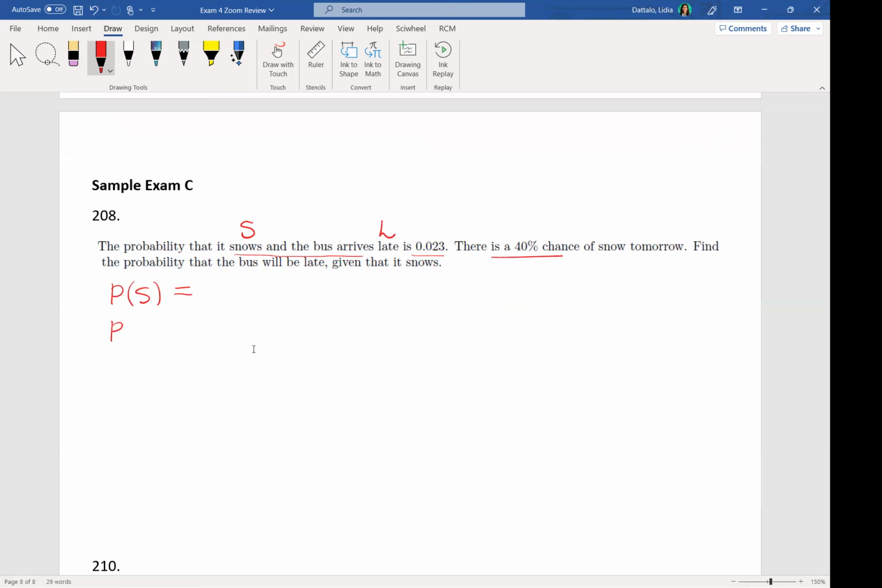There's a 40% chance of snow. 40 divided by 100, 0.4. So the probability that it snows is 0.4. Right. And the probability that it snows and the bus arrives late, either way, is 0.023. I can write it like probability S and L or L and S, either way, it's the same thing.